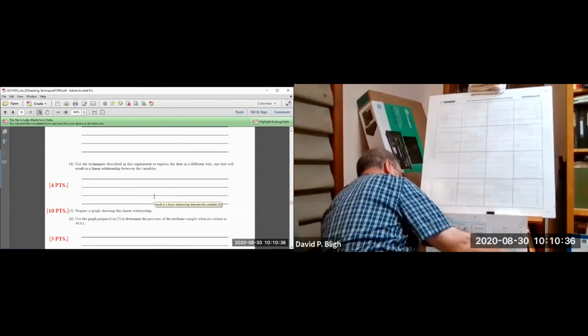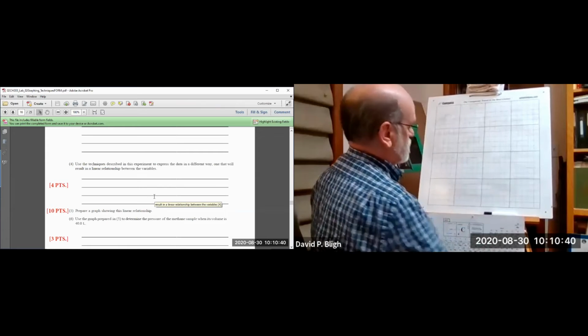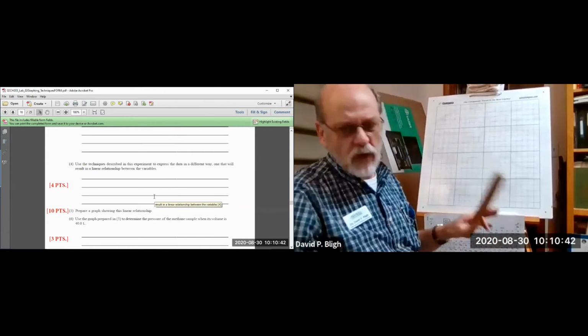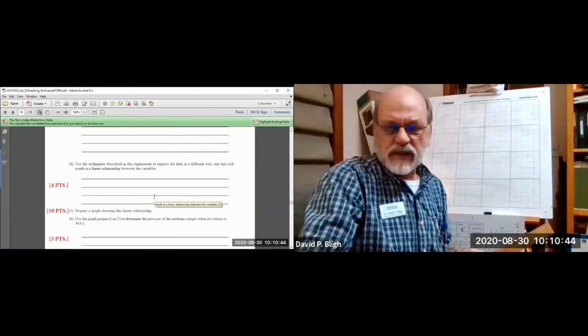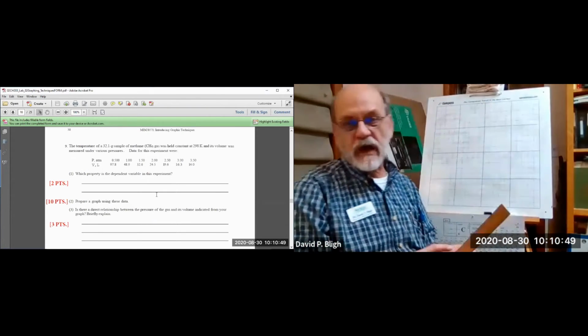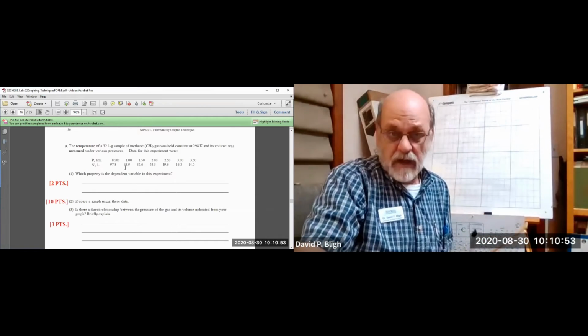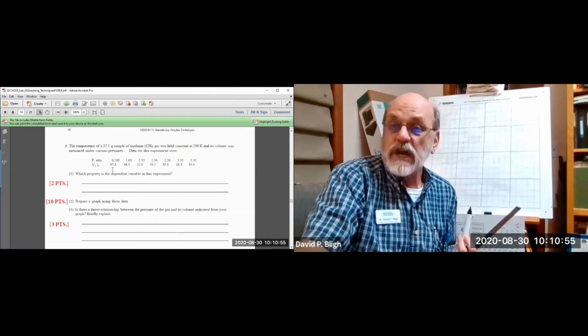Okay, let's move this over. Reposition it. There we go. Okay. So let's look at this data for pressure volume. Notice what's happening here. Pressure and volume are changing.